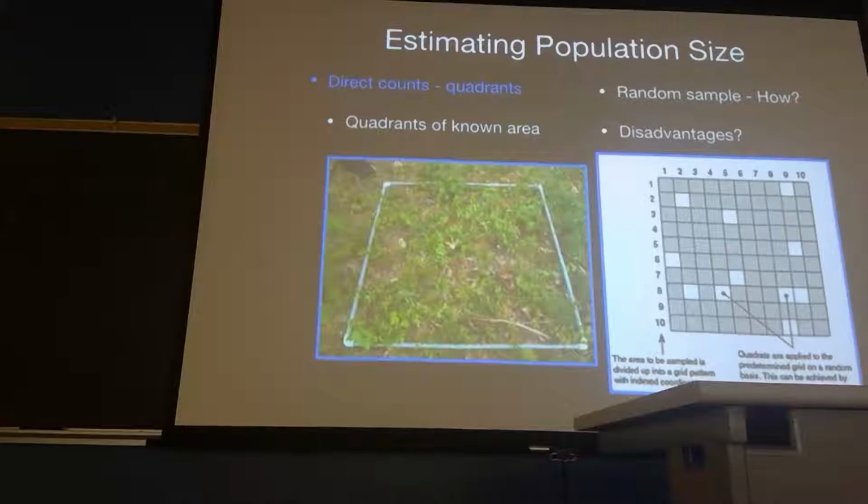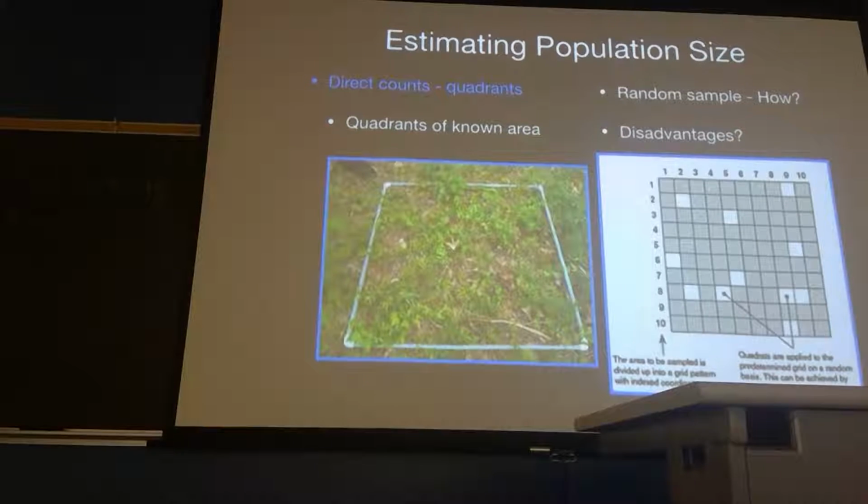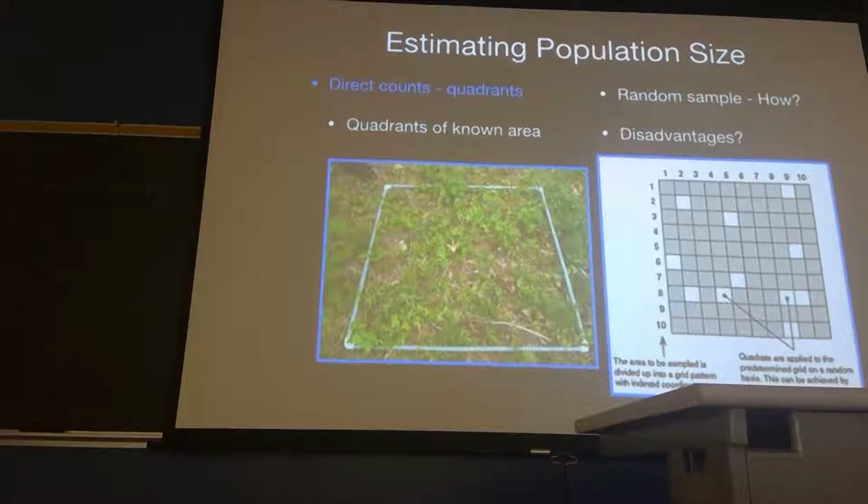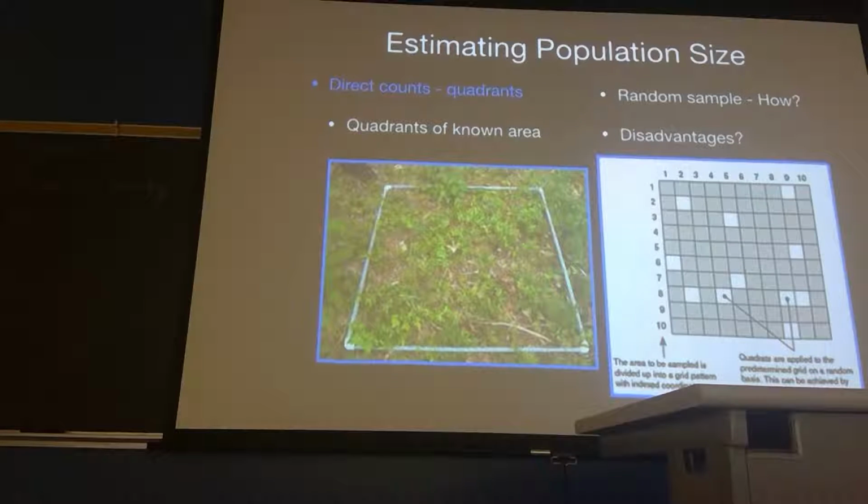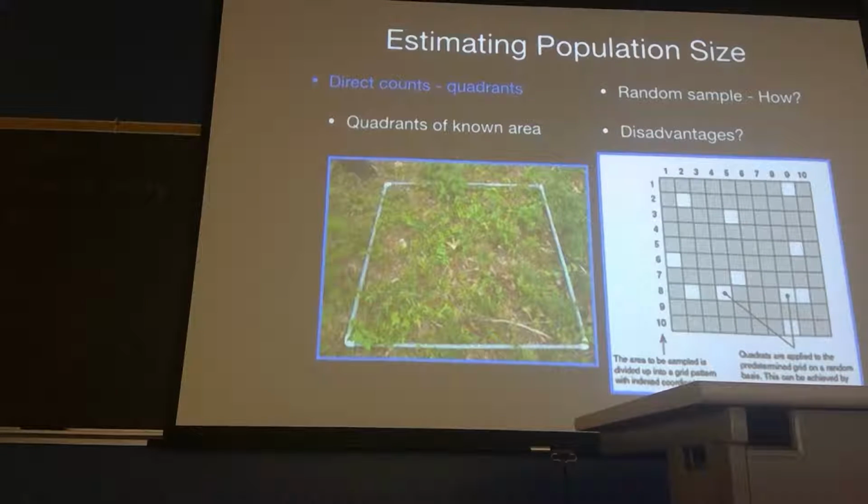So what are some ways that you could get a random sampling if you're doing quadrat or transect biology? How could you make the choice of where you're going to count very random? You have your cards, you have random number generators. Yeah, we use random number generator programs.